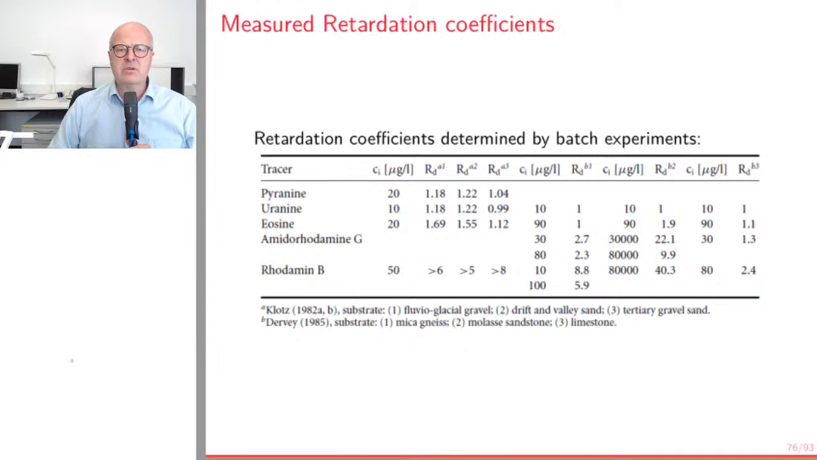Also pyranine is okay. Amidorhodamine, you see retardation 2.7, so it's like 3 times slower, but it can go up to 22 times slower, 30 times slower. So actually useless, pointless to be used in an aquifer.